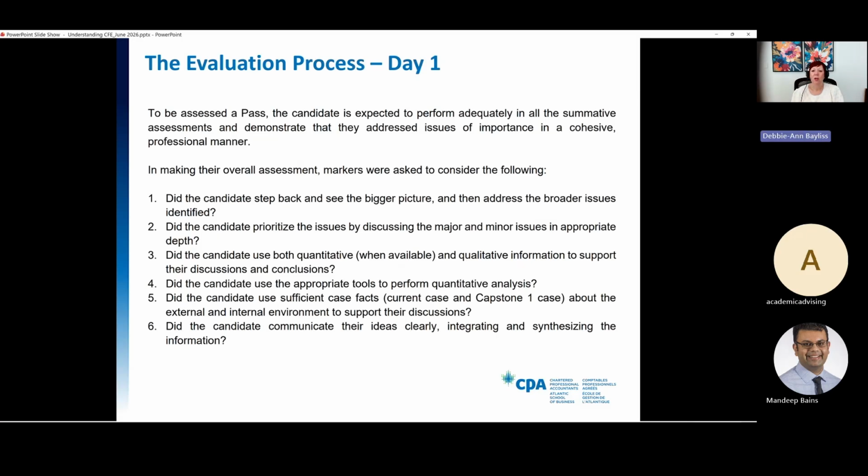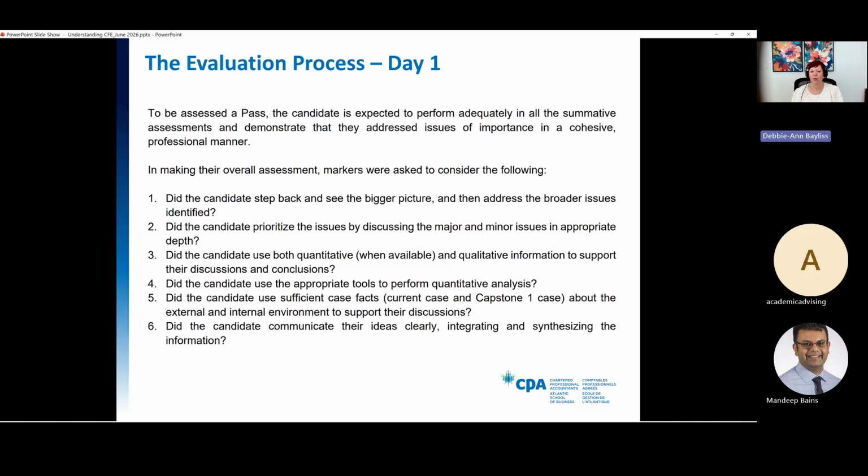So, what they're looking at, and they take an opportunity to reflect. I want to share with you some of the questions that they ask. Did the candidate step back and see the bigger picture and then address the broader issue? So again, understand what the most important factors are that are happening internally and externally. Did they prioritize the issues? Did they use both quantitative and qualitative information to support their discussions and conclusion?